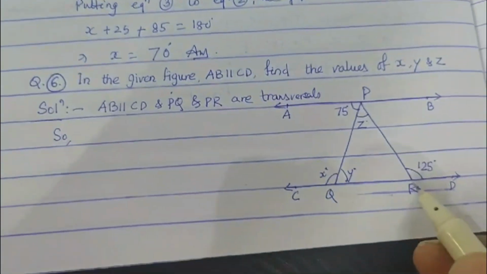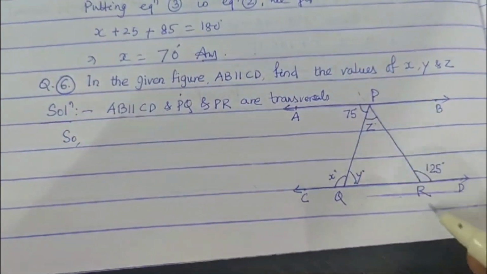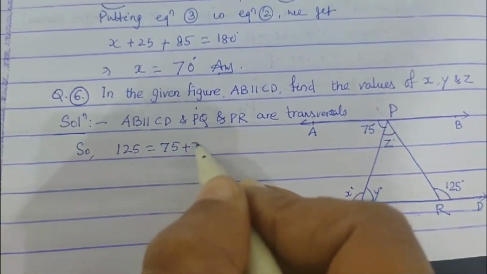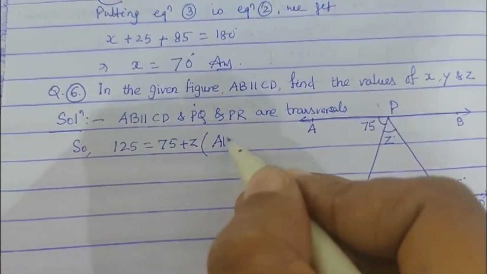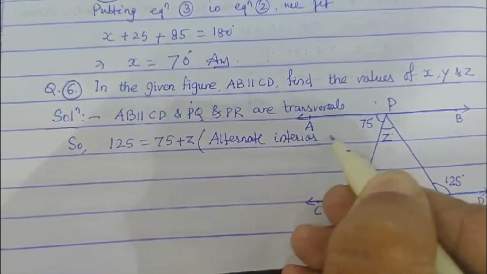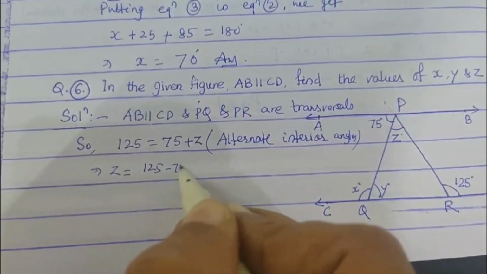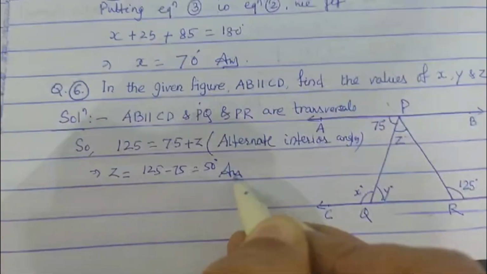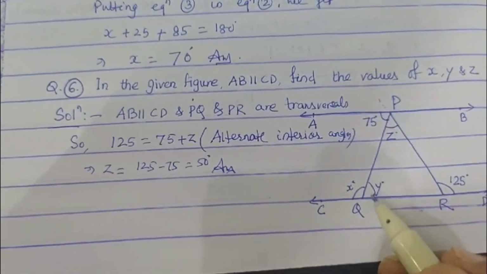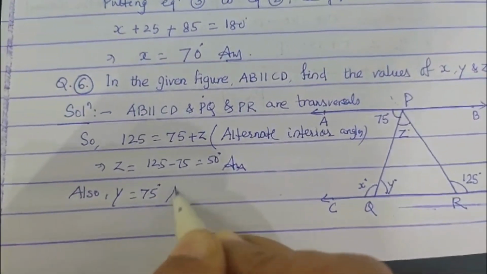So we can say that this angle 125 is equal to, first of all, this is a transversal, so 125 equals 75 plus z. How? These are alternate interior angles. This implies z equals 125 minus 75, that is equal to 50 degrees. Answer. Second, this PQ is a transversal. These are parallel lines, PQ is a transversal. So this y equals 75 degrees. This is also done.